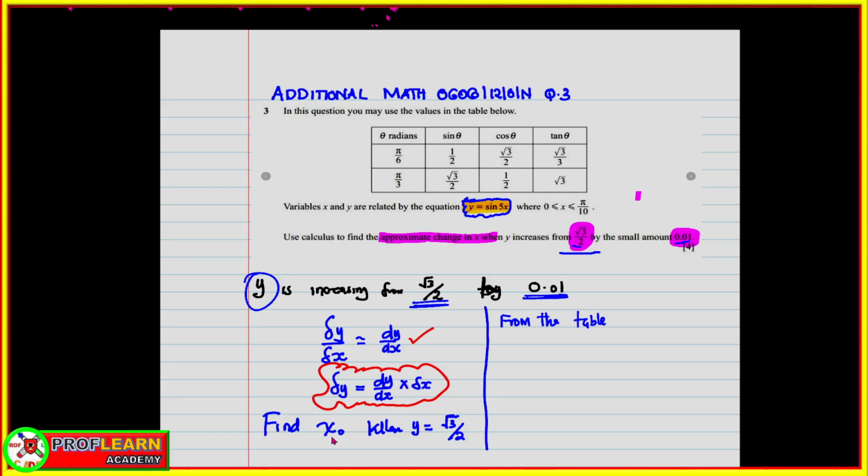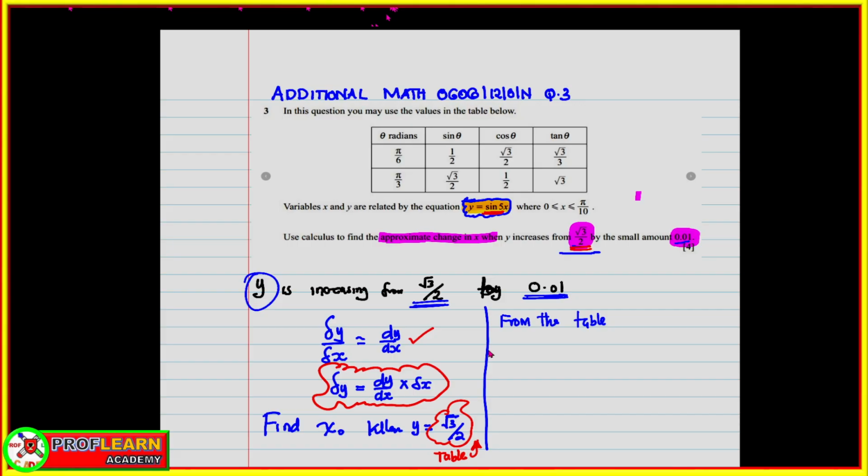And in order to find the value of x, we need to find the value of x when y is equal to this particular value. So we need to go back to the table up here and check where we have root 3 over 2, especially when we have sine, because y was sine 5x.